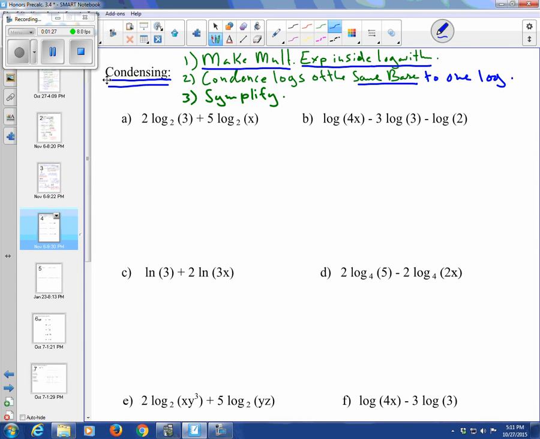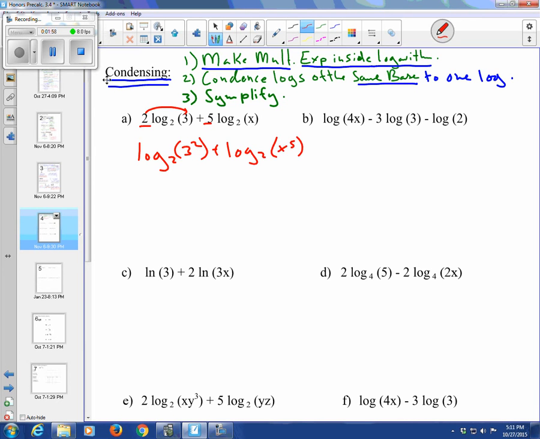So right here, with this first logarithmic expression, we've got 2 log base 2 of 3 plus 5 log base 2 of x. My first step is going to be to take the multiplication out front and make it exponents inside these 2 log base 2s. So I'm going to call this log base 2 of 3 squared, right? Bringing that multiplication inside and making an exponent, and then plus log base 2 of x to the 5th, right?